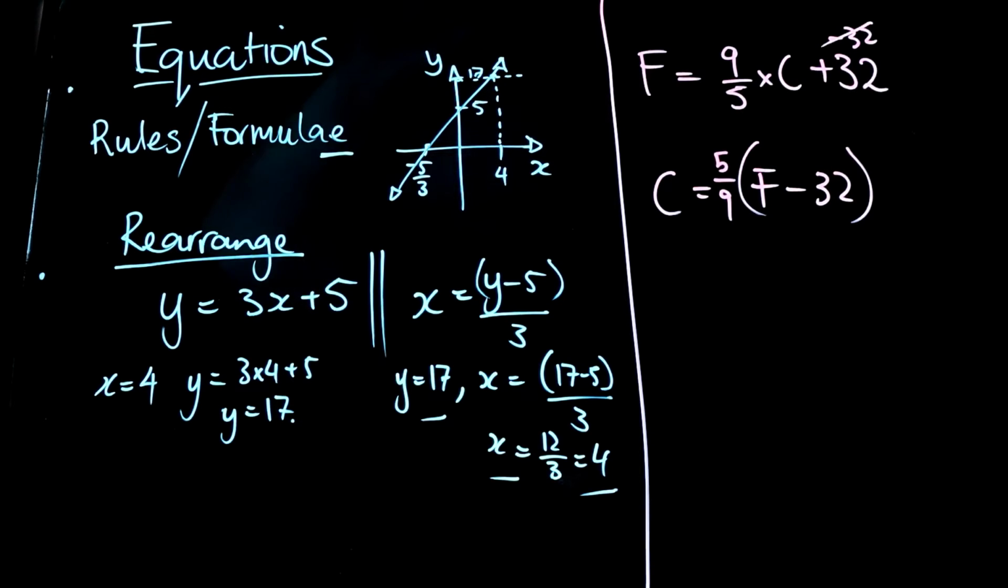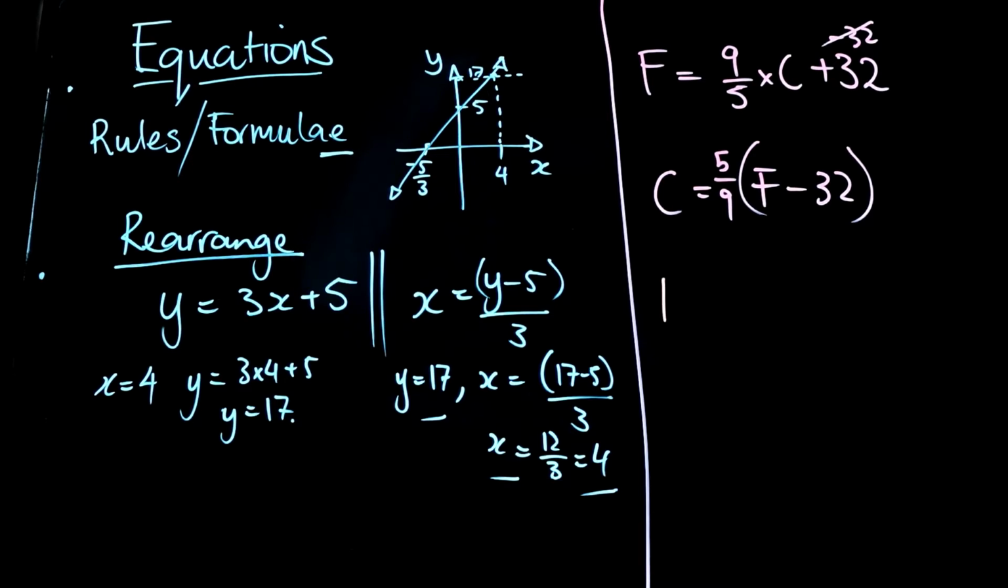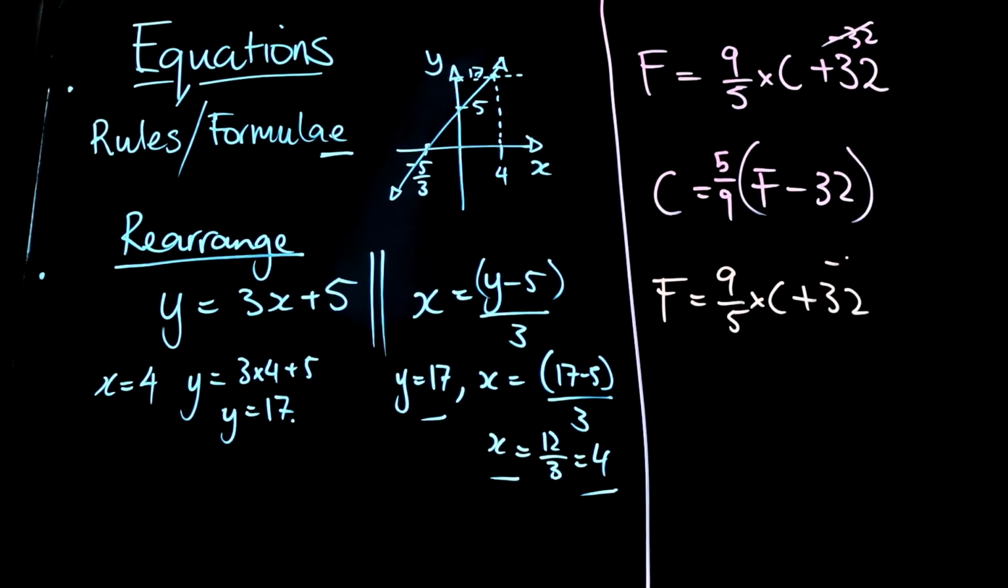Why don't I just, for the completeness of all this, change the color again and we'll step it through. Okay, and we're always given one of the formulas and we're told to rearrange the other one. So how do we do it? We subtract 32 from both sides, and that was my first move there.